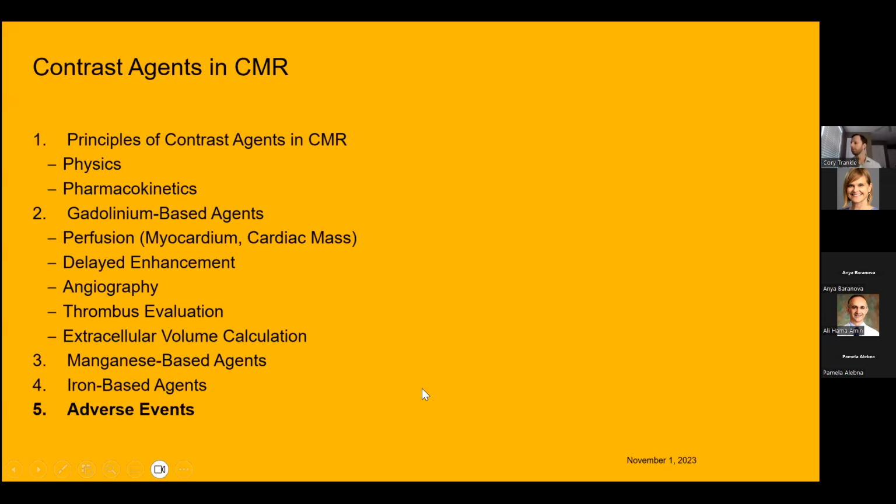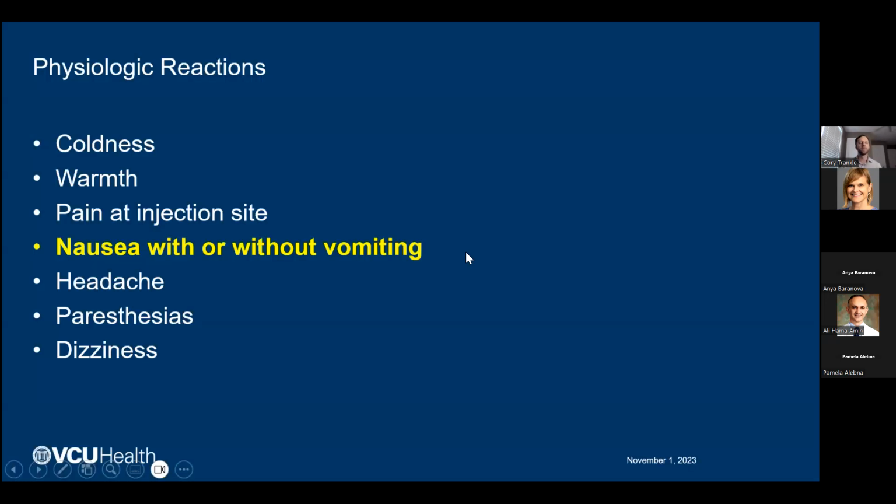Okay, so that being said, let me move on to adverse events, because this is a very important part of contrast agents and what we'll get asked on a lot. So just to start with, and I'm only going to speak mostly about the gadolinium-based contrast agents because that's what we actually use clinically. The physiologic reactions are fairly common, and I'm sure the MRI technologists are not impressed with it. They know how they see this all the time.